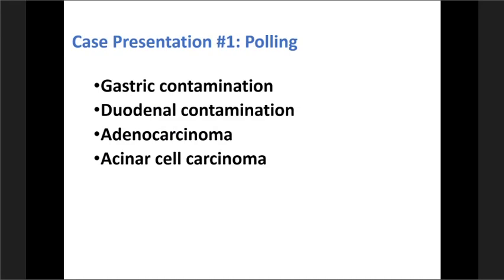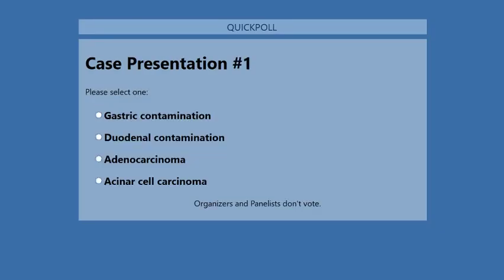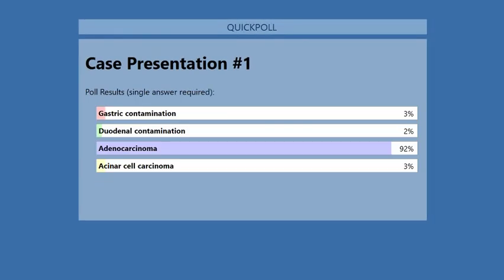And let's take a poll here. Joanne, can you open the poll for this, please? The poll has been launched. About 10 more seconds. Close the poll. 3% gastric contamination, 2% duodenal contamination, 92% adenocarcinoma, 3% acinar cell carcinoma.